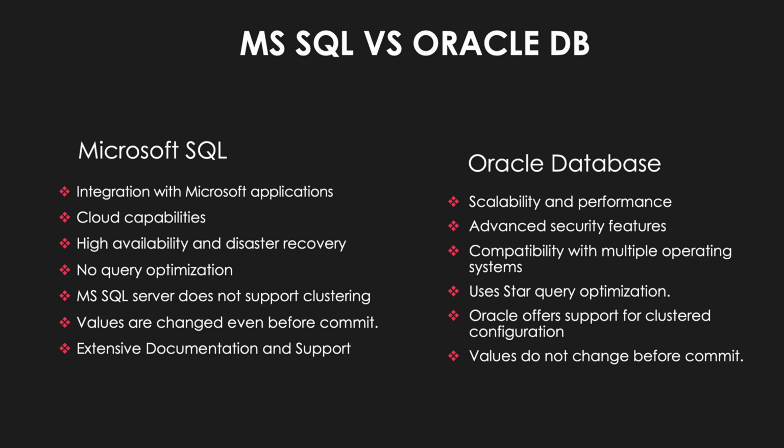So, what are the differences between both Microsoft SQL Server and Oracle databases? For Microsoft SQL Server, it has integration with Microsoft applications, also cloud capabilities. It has high availability and disaster recovery. However, no query optimization. Microsoft SQL Server does not support clustering. Values are changed even before commit. Extensive documentation and support is available for Microsoft SQL Server.